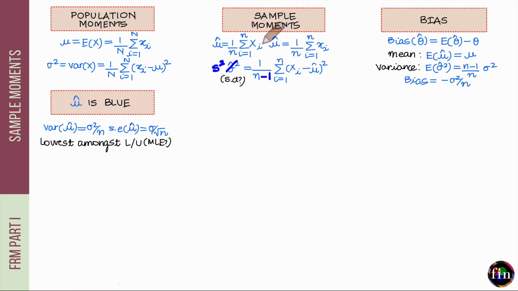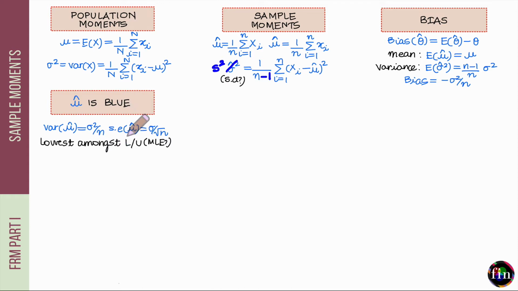Mu hat, please note, is a linear estimator. It linearly combines the values which come from any given sample. We've also noted that mu hat is an unbiased estimator. From the universe of all linear and unbiased estimators, mu hat turns out to be that estimator which has the lowest variance, and hence mu hat is also called BLUE, best linear unbiased estimator.